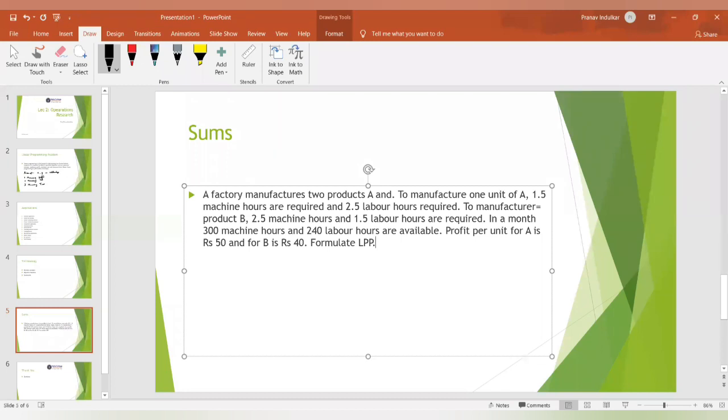So again, this is just the formulation part. These are not actual sums which we are going to do. The actual sums which we will be doing, I will upload that for your reference. Yesterday somebody had asked me, so I will do that. As of now, we are going to just solve this LPP.